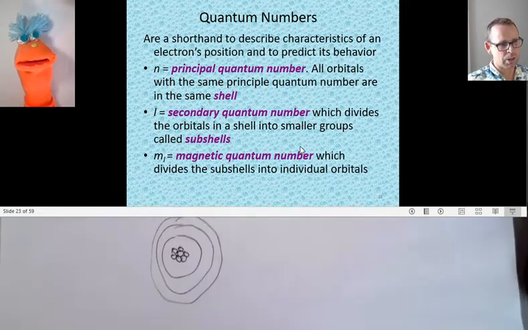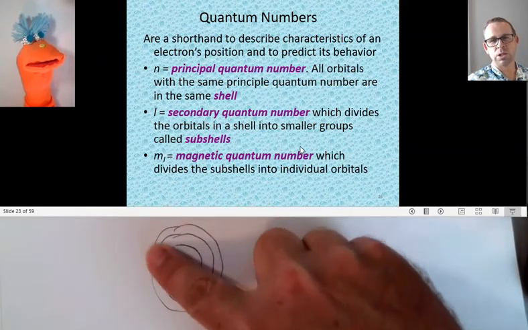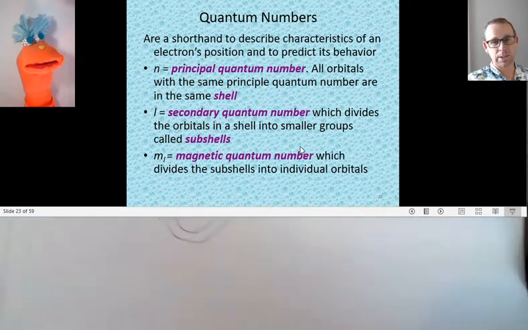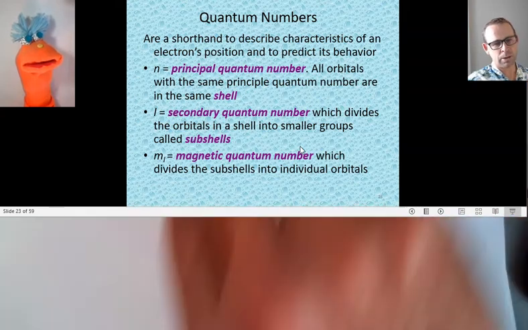Remember, in Bohr's model of our atom, we always thought that electrons were going around in circles, or maybe spheres around a central atom. But we're going to learn that there's actually a little more to our model that we're introducing now.